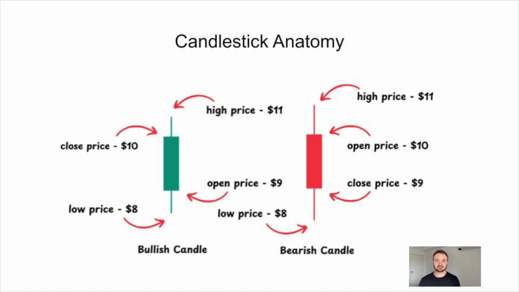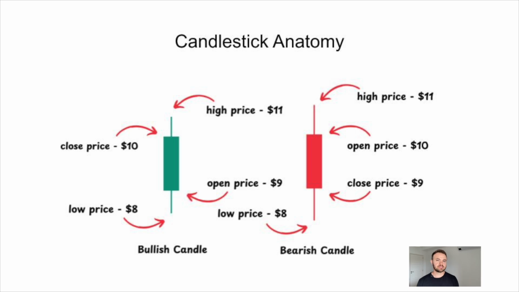So that's the wicks. The body of the candle is the big fat part. That tells us about the open price and the close price. If you see a green candle, that means the open price was lower than the close price. So price rose over that 5-minute time frame or however long the candle is showcasing. With a bearish candle, it's the opposite. It means that price opened, in this case at $10, and when the candle ended in 5 minutes, the price closed at $9. So that means over that 5-minute time frame, the price went down.